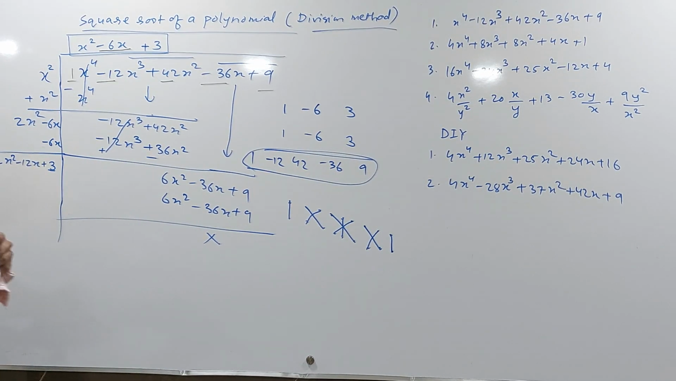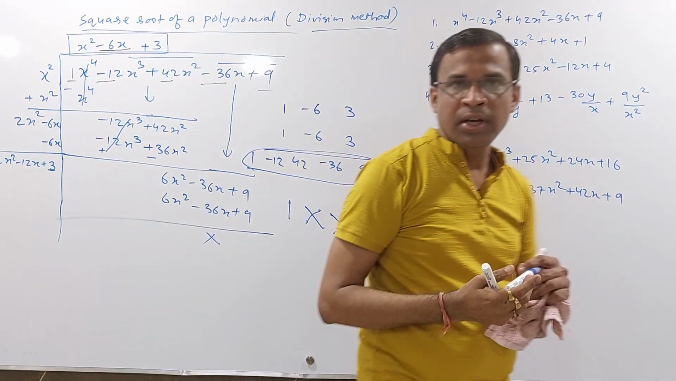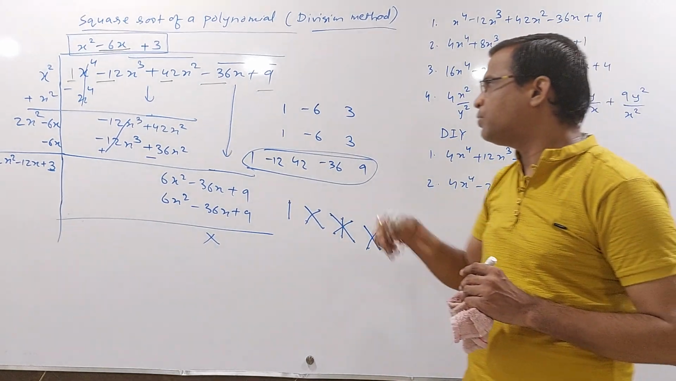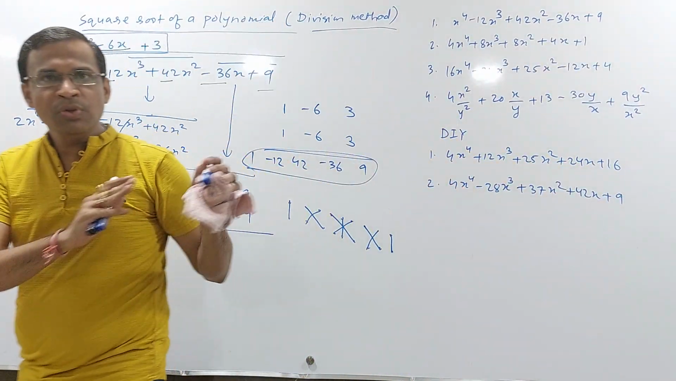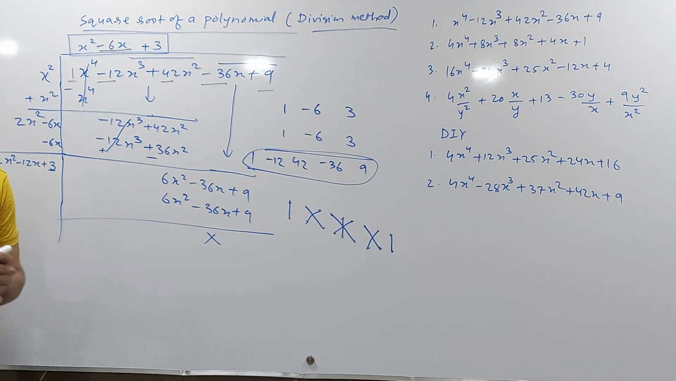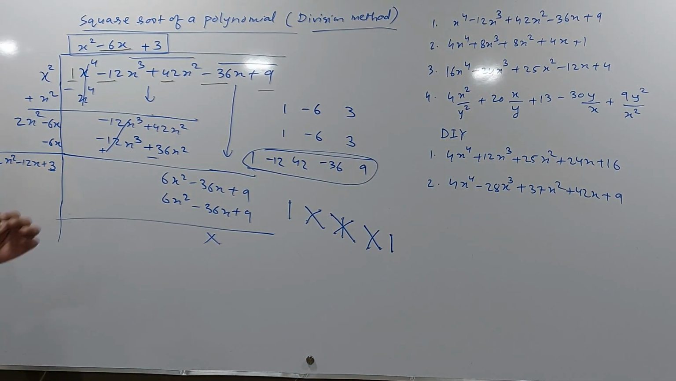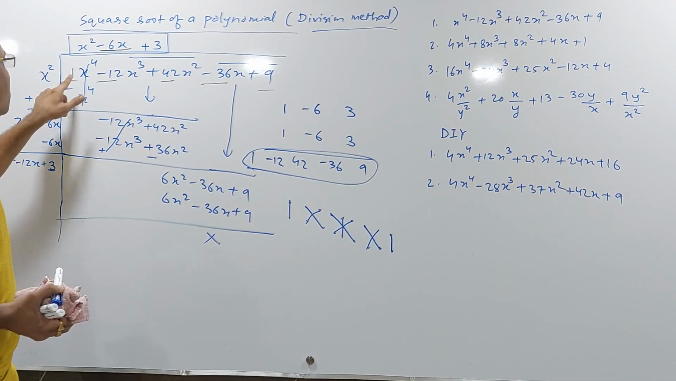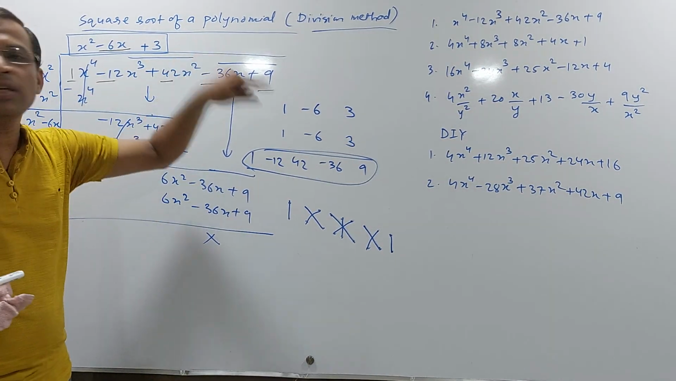It's a short cross check of your answer. You can do whatever you have done, you got the answer. Now one more short trick is there to confirm whether your answer is correct. What is that? Just do the addition of the coefficients of the given question.